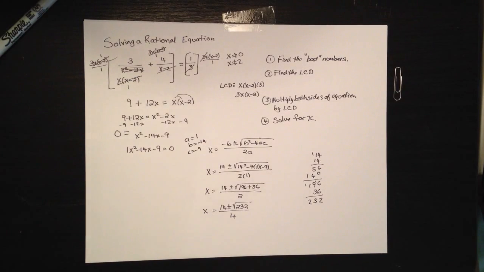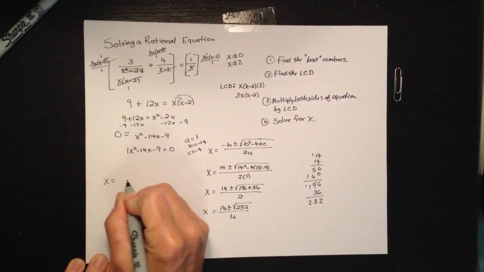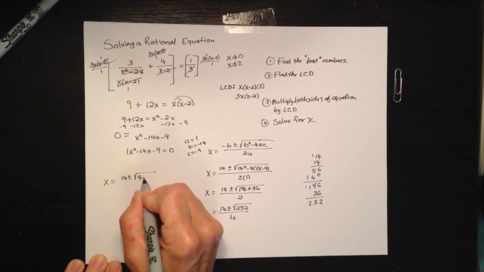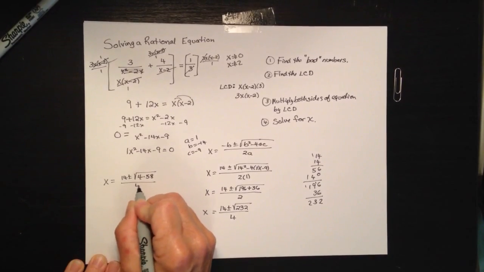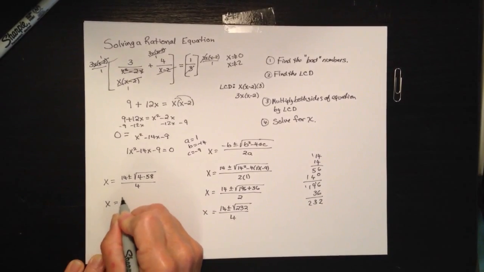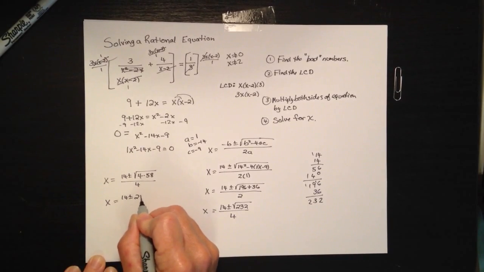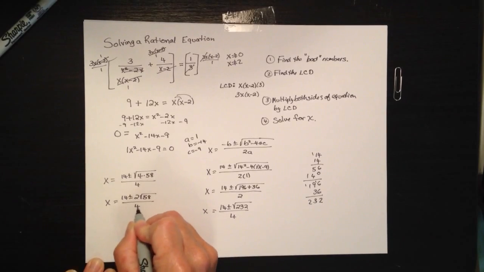So 232 can be divided by 4. So x, I'm going to move this over here, x equals 14 plus or minus the square root of 4 times 58 over 4. X is equal to 14 plus or minus, take the square root of the 4, it comes out as a 2, times the square root of 58 over 4.